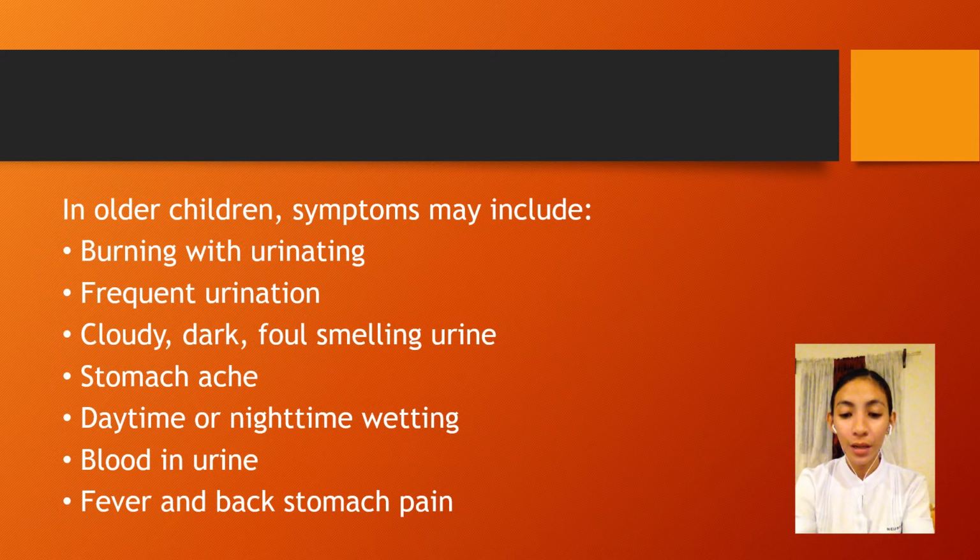In older children, symptoms may include, first, burning with urinating, frequent urination, or yung madalas na pag-ihi within the day. Next is cloudy, dark, or foul-smelling urine. Next is stomach ache, daytime or nighttime wetting, blood in urine, and lastly, fever and back or stomach pain.